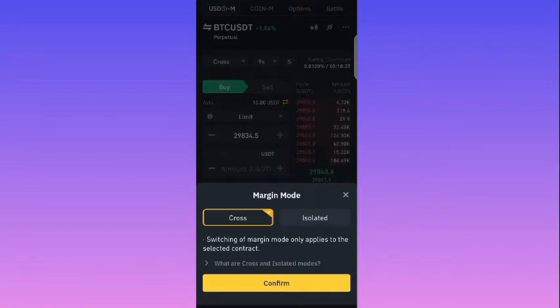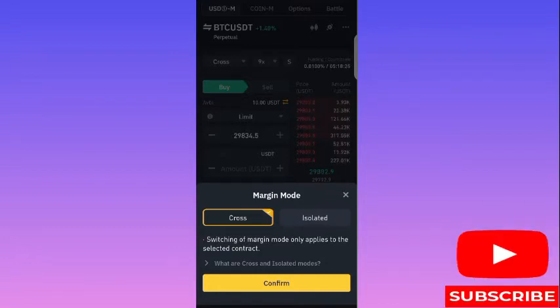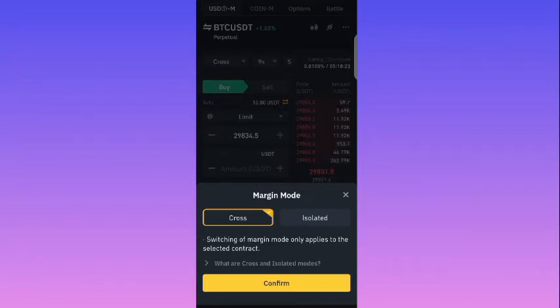Let me start with the cross margin. While you are trading using cross margin, you are automatically using all the funds that you have, and when the market goes against you, you automatically lose all the funds you have in your wallet. But using isolated margin, let me say you decide to use $1 for that particular trade. Once the market goes against you, you only lose that $1 that you have used in that particular trade. This is the big difference between cross margin and isolated margin.